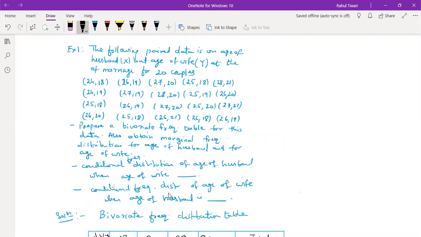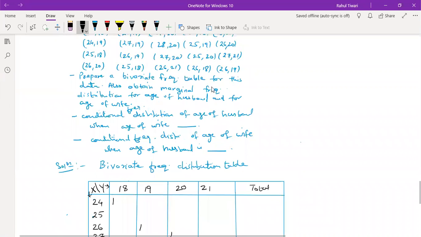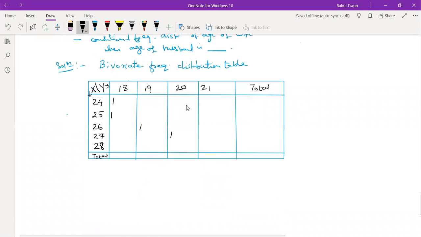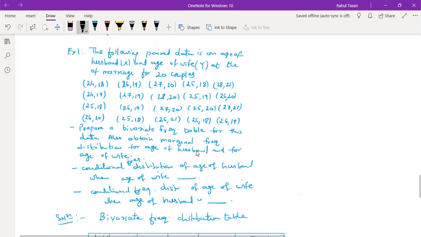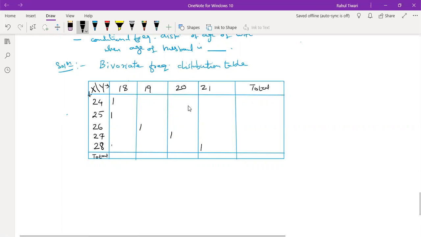I think the third one is done. Next one is 25, 18, then 28, 21. So you have to consider the pair 28 and 21, and so on. So you just work it out. I will tell you the figure now, and you can check whether it is right or wrong.